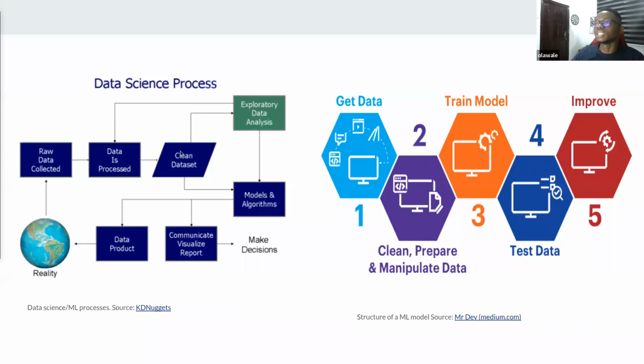We won't be going in depth into what data science entails, but for the purpose of this webinar, I feel it's quite important to mention a few things, just for everyone to get an idea of what we are really talking about.